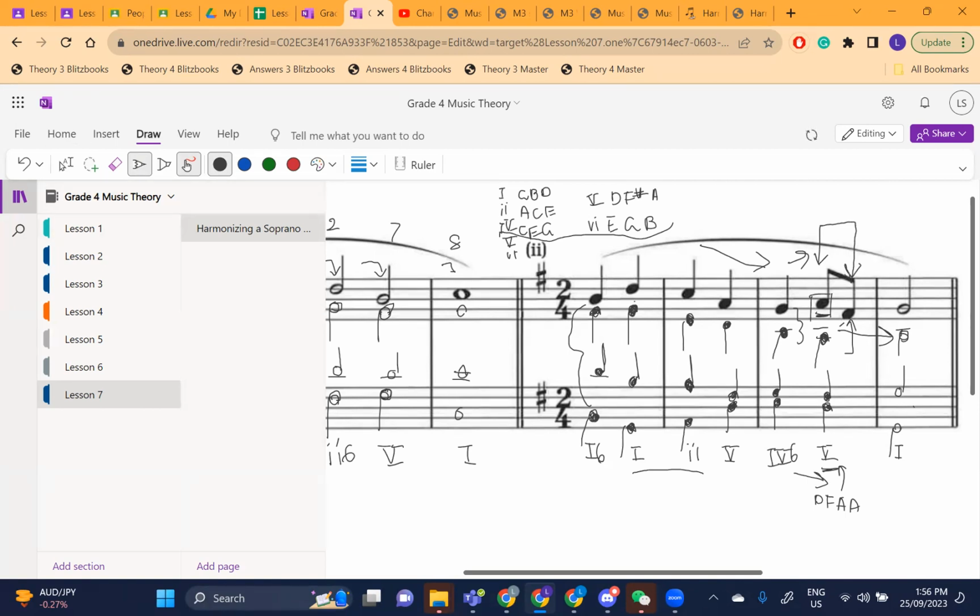For a start, you're not going to be given any passing notes in grade 3 theory, hopefully. There's a very small chance that there's going to be passing notes in the exam, but if you do, I would advise you to be careful. I'm going to keep it like that because I don't like having to show the concept of accented passing notes to you guys. I'm quite happy with it for the time being.